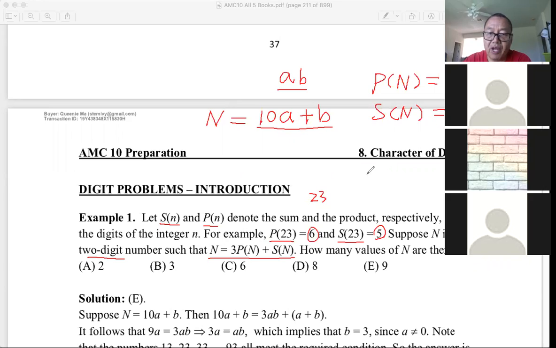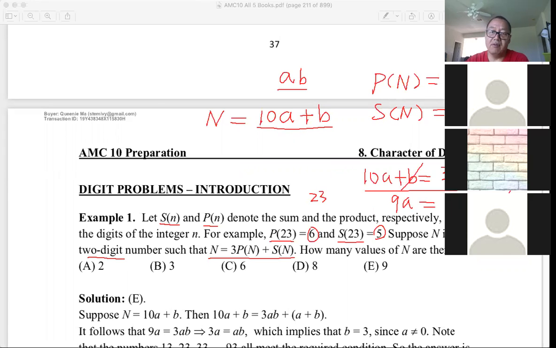So based on this equation, we can rewrite this as 10A plus B equals 3 times Pn, so that's 3AB, plus Sn, that's A plus B. We got this equation, right? Now think how to simplify this equation. Say both sides have B, cancel it out. Then both sides minus A. You get 9A equals 3 times A times B, right?